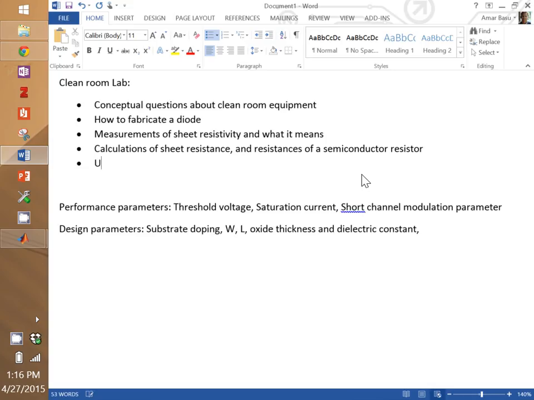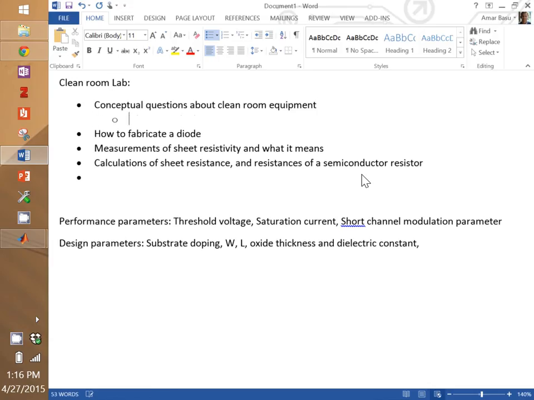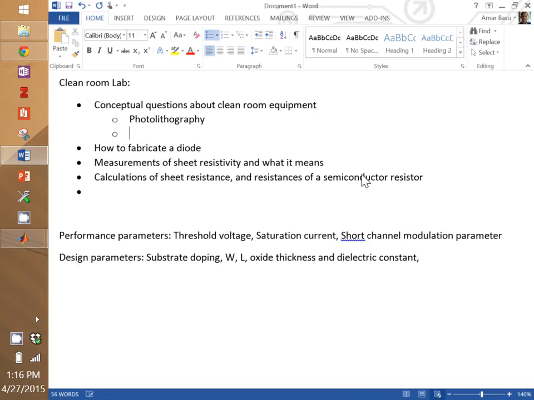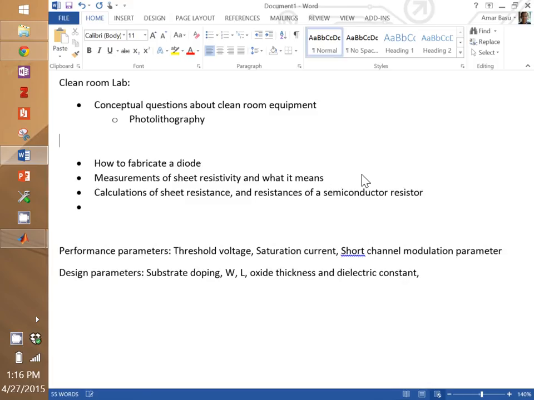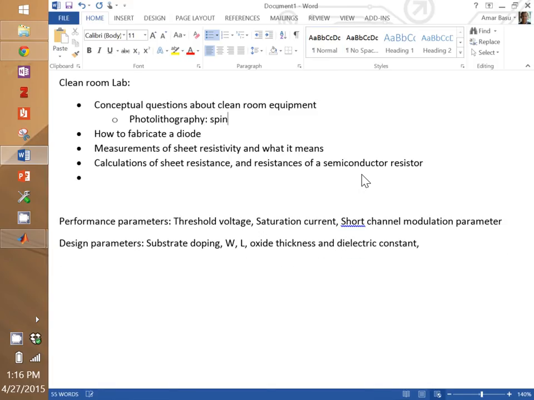Understand this goes under the questions about cleanroom equipment, things like photolithography. You can expect some questions about that. Spin coaters. Let's go. Photolithography, spin coaters, photoresist, exposure systems. In other words, a mask aligner.